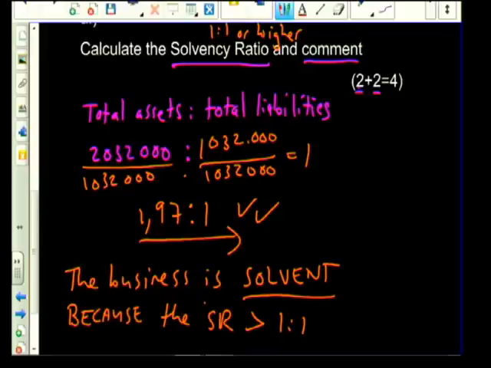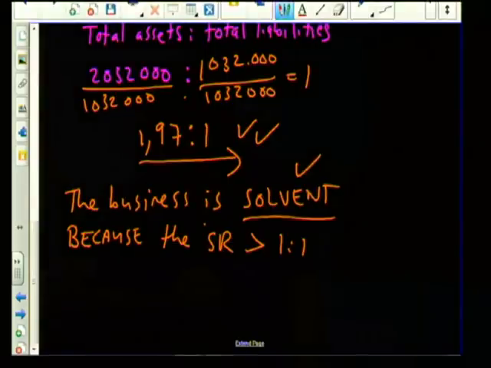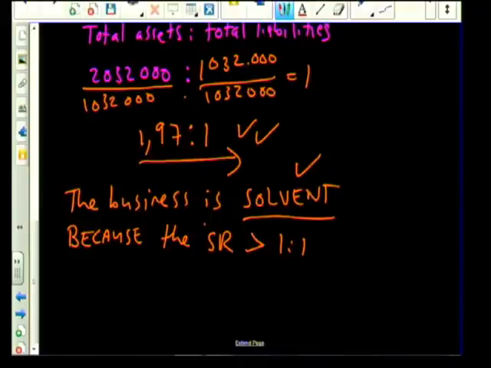You have to remember, when you're doing the calculations, it says that you have to provide supporting evidence and give an answer, say what the ratio actually shows you. And right here, this ratio is showing us that the business is solvent. Why is it showing us that the business is solvent? Because the solvency ratio is greater than 1 to 1. So that is where you would get your 4 marks for this question, 2 marks for calculating it correctly, and 2 marks for analyzing it and saying whether it's solvent or insolvent and why.